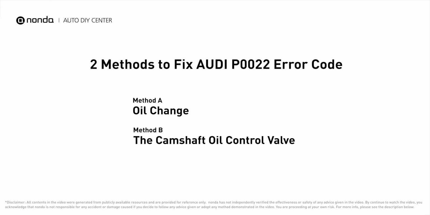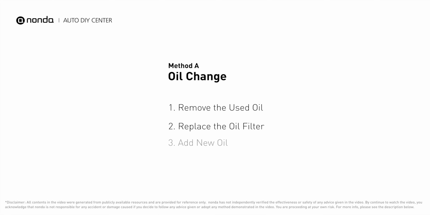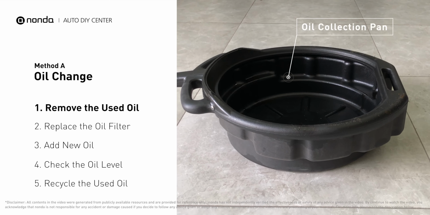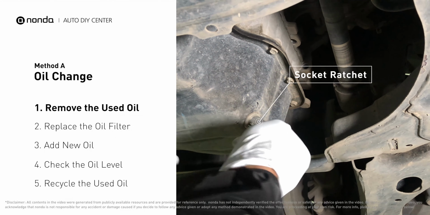Here are 2 of the most practical solutions to fix Audi's P0022 error code. Method A: oil change. Locate the oil drain plug on your vehicle and place an oil collection pan underneath it. Use a socket ratchet to remove the plug from the oil pan on your vehicle.